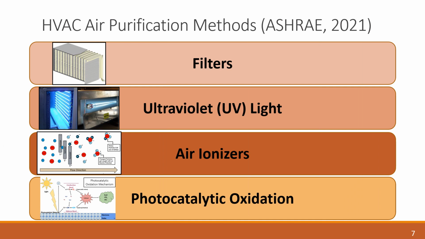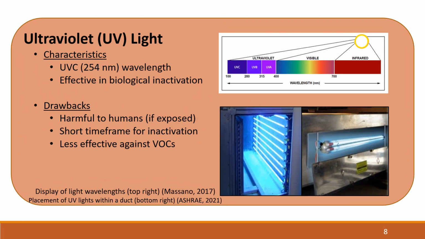The next purification method is UV light. In particular, UVC light, or light with a wavelength of 254 nanometers, is the most effective. This wavelength is capable of biological damages such as cell lysis or the breaking apart of cells. For reference, this is one of the reasons why being in the sun, or staring at the sun, for too long is dangerous to humans.